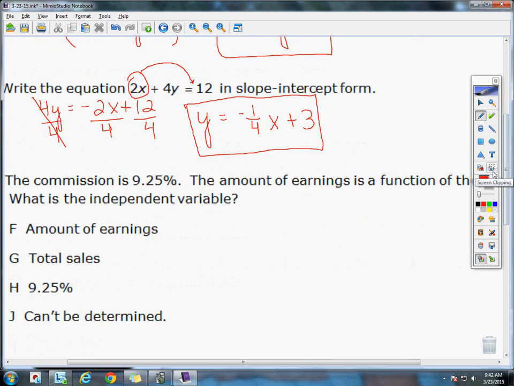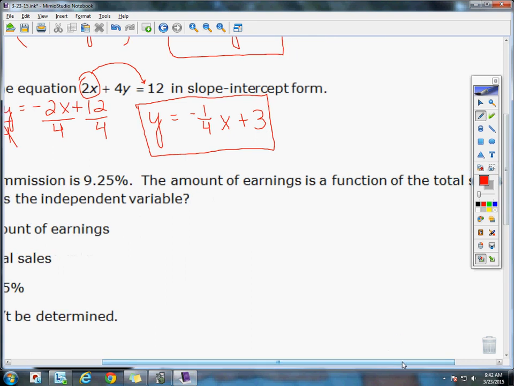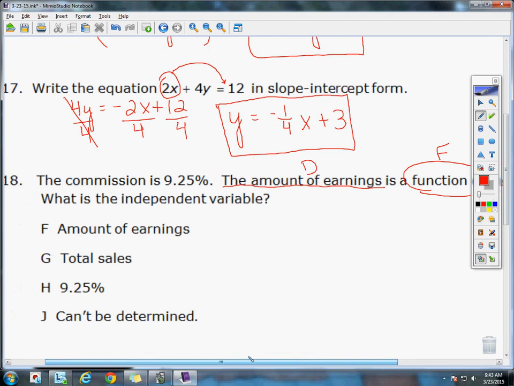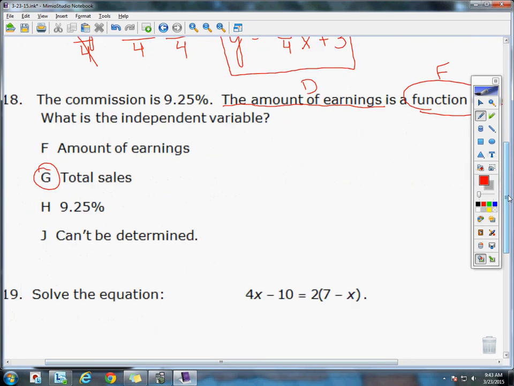Okay, number 18, the commission is 9.25%. The amount of earnings is a function of the total sales. What is the independent variable? All this is DFI. You have function of, so there's your F, and remember it's alphabetical order, so DFI. The amount of earnings, that's your dependent variable, and your total sales is your independent variable. So it says what is the independent variable, that's your total sales. And that is going to be G. Very, very easy problem.